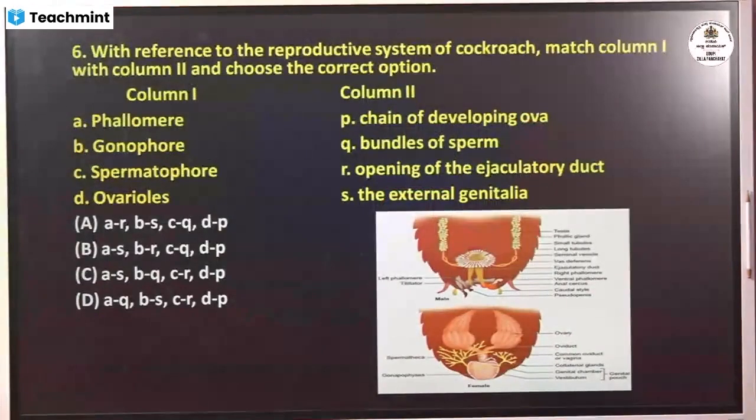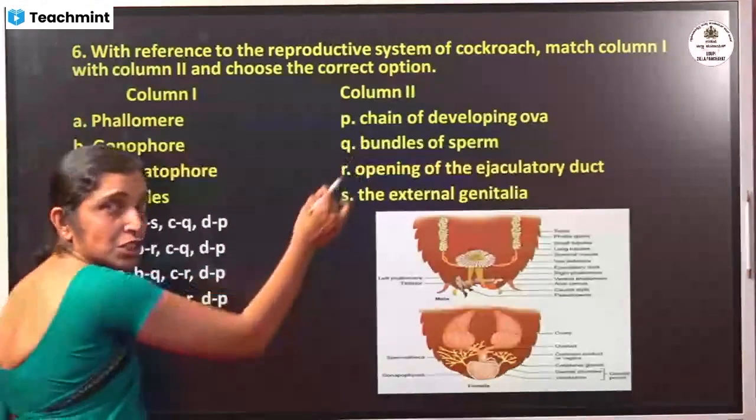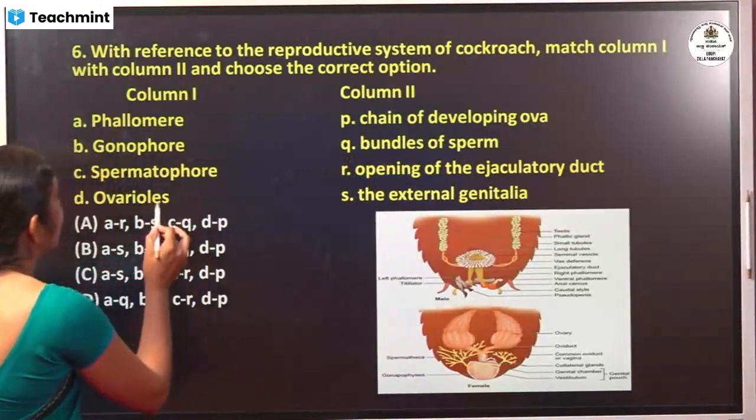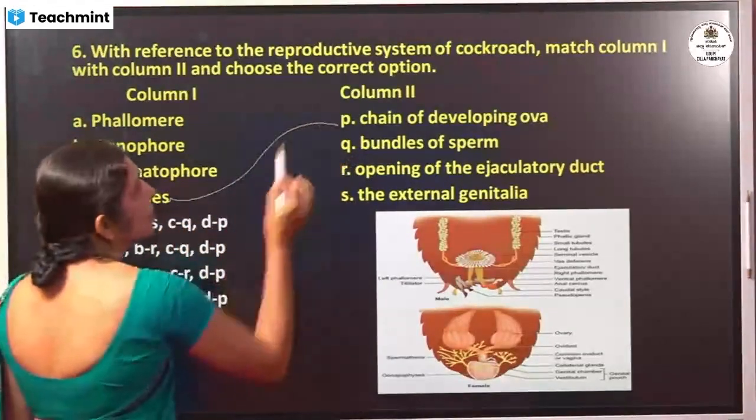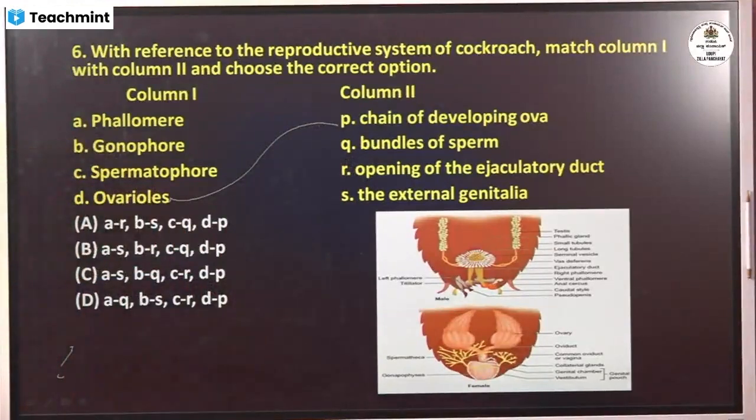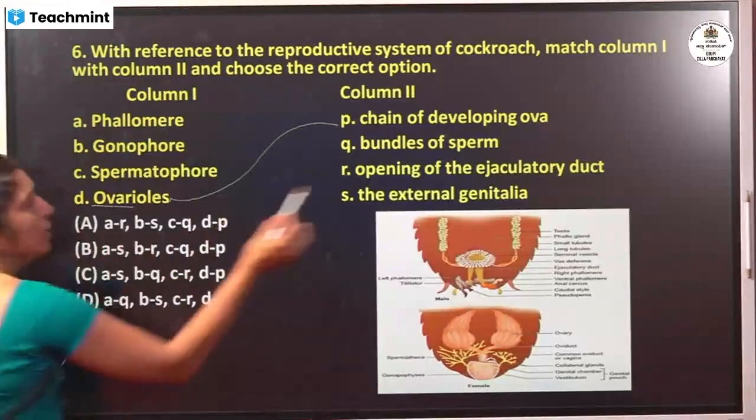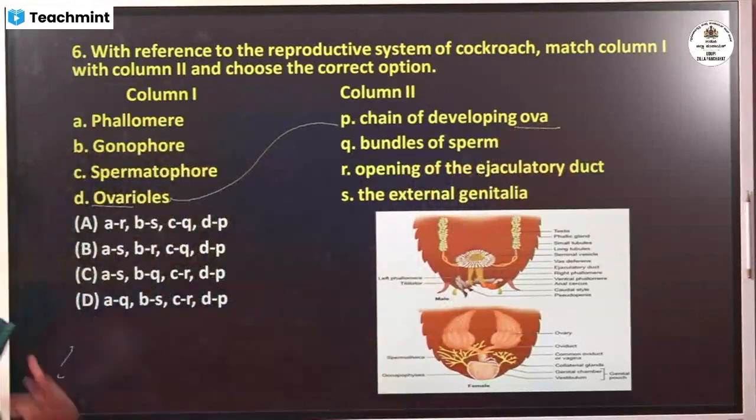With reference to the reproductive system of cockroach, match column 1 with column 2 and choose the correct option. Column 1: phallomere, gonophore, spermatophore, ovarioles. Column 2: chain of developing ova, bundles of sperm, opening of the ejaculatory duct, the external genitalia. Now this seems to be a little easier. If you see ovarioles, chain of developing ova, here itself, ova and ova. Here you are able to get the answer well in advance.